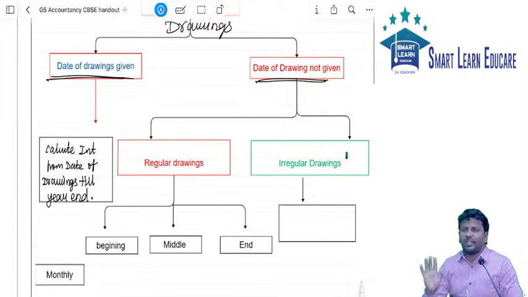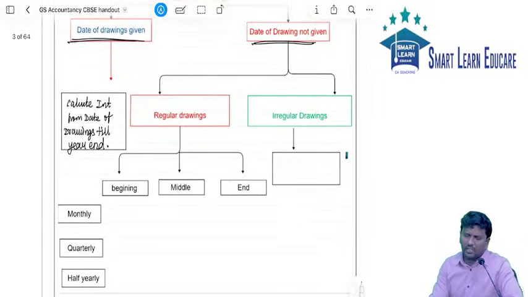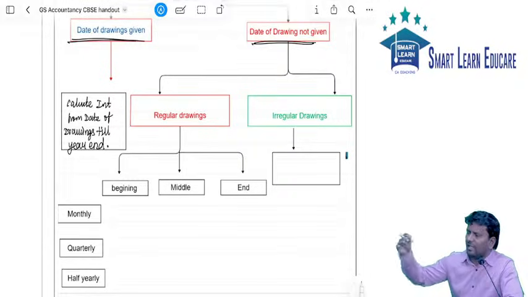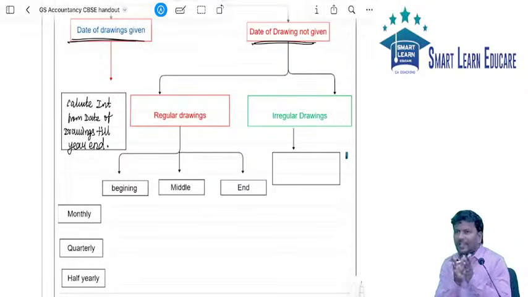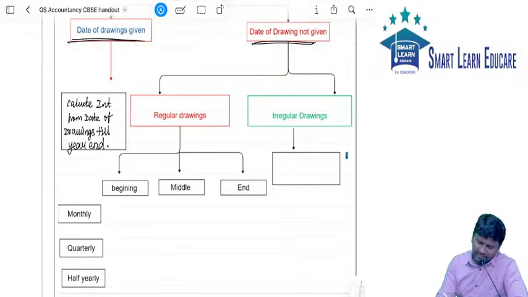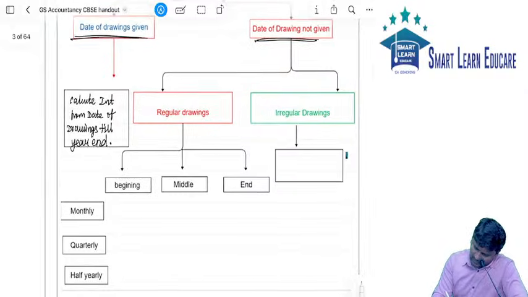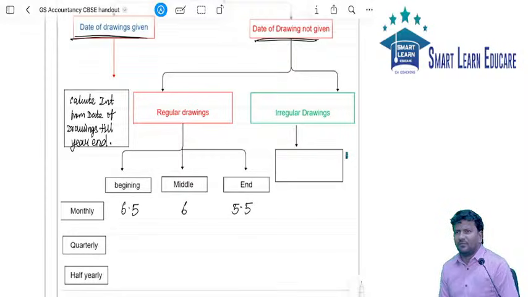If the date is not given, again we have two classifications: one is regular drawings, another one is irregular drawings. Regular drawings have three classifications: beginning, middle, end. Within that we have three classifications: monthly, quarterly, half yearly. How do exams happen at school level? First monthly exam, then quarterly exam, then half yearly exam. So the numbers are 6.5, 6, 5.5, 6.5, 6, 5.5.